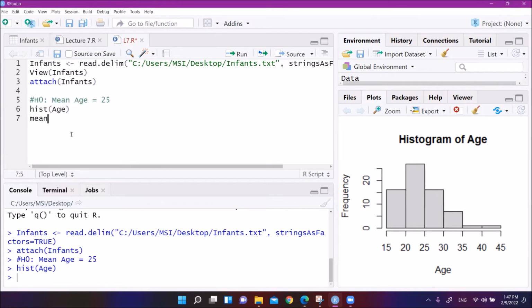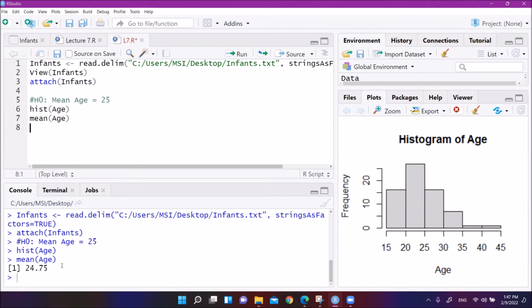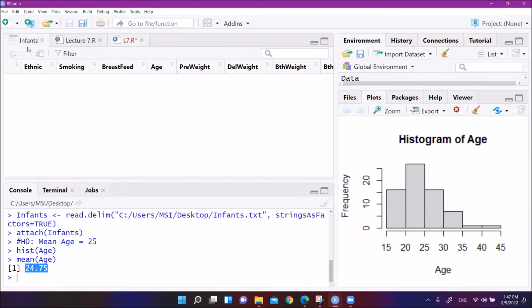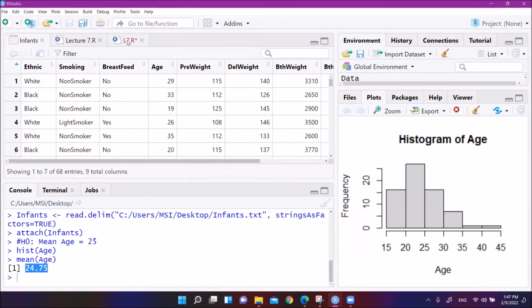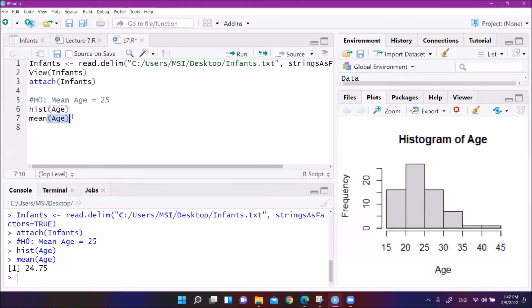If we take the sample mean, it gives us 24.75. This is not the population mean age of all the mothers of the infants. This is for this particular sample. So we are making inferences for the population. I just wrote mean age is equal to 25. This is what I'm interested to check here.